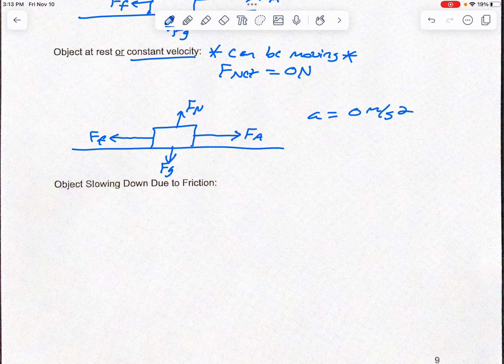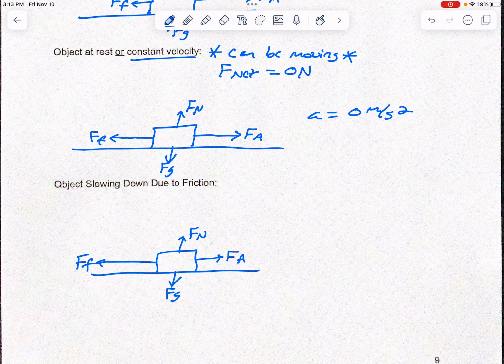Now, last one, an object slowing down due to friction. So we're going to draw this out. Slowing down means frictional force is taking over. So I still have an applied force, but my frictional force is bigger. So it's overcoming that, and we still have FG pulling it down, and we still have Fn pulling it up. My F net would not equal 0, because it is not balanced out, and my acceleration would actually be considered negative now, because it's slowing you down in the opposite direction.